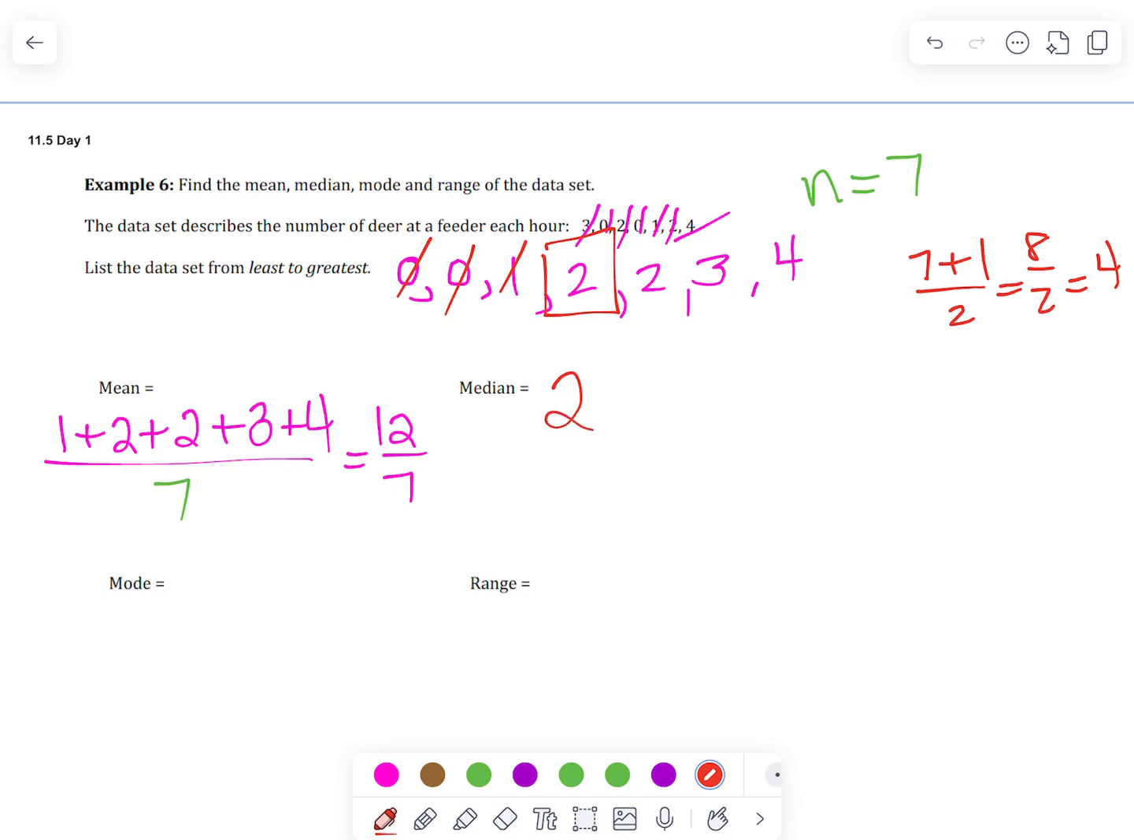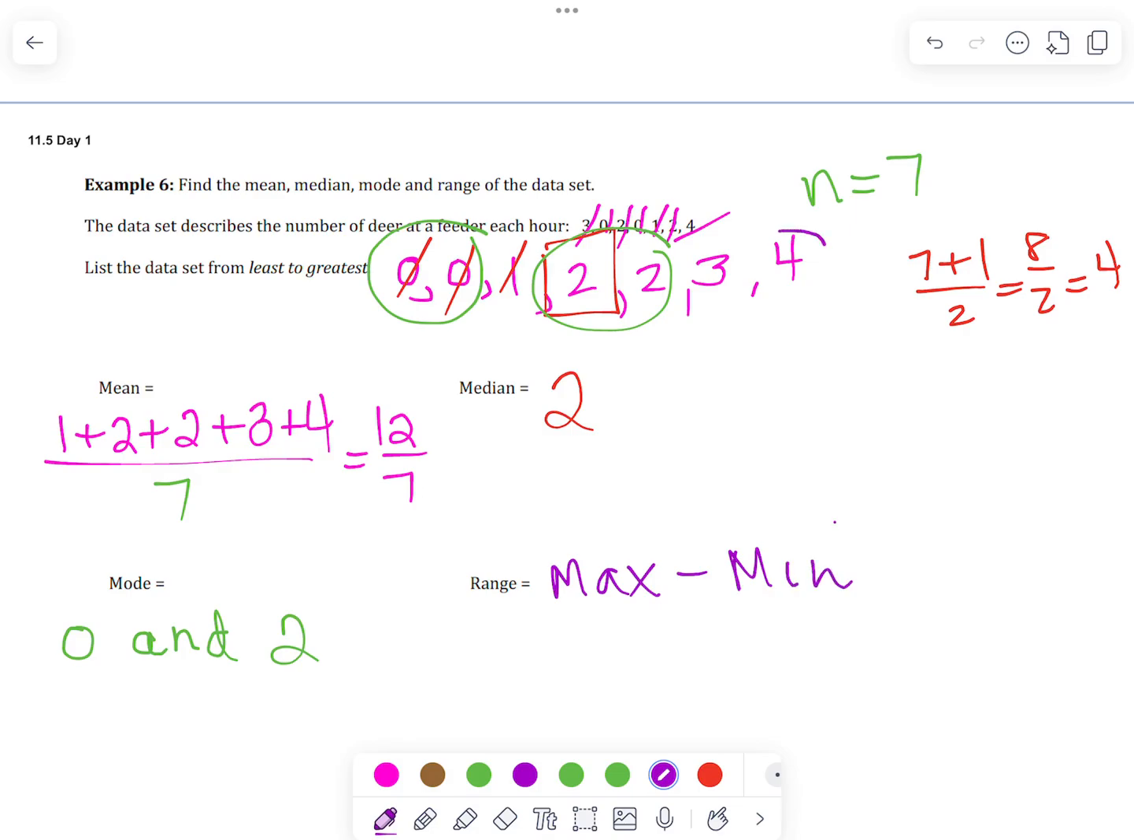Then we do the mode, the one that occurs the most often. In this case, it's 0 and 2. We call that bimodal. There are 2 of them, so 0 and 2. Then we do the range of values. Remember, the range is the max value minus the minimum value. So the maximum is 4, and the minimum is 0. So we get a range of 4.